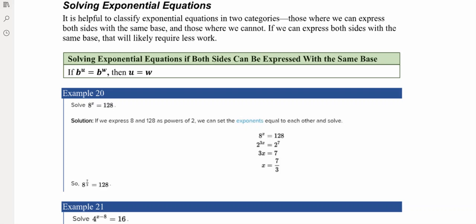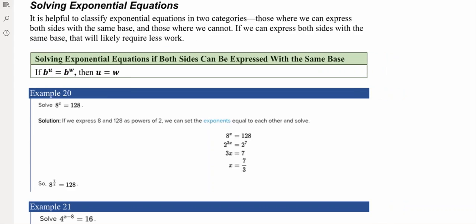Okay, so here's the first way. We can solve exponential equations if both sides can be expressed with the same base. Officially, this is how it could be written: b to the u is equal to b to the w. If that's the case we're dealing with, then we can say u is equal to w. Okay, and doesn't that make sense? Let's see why that makes sense.